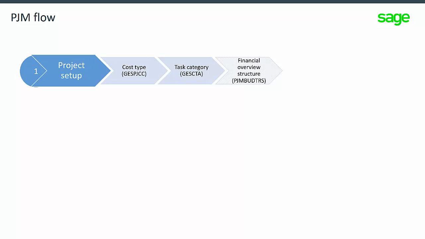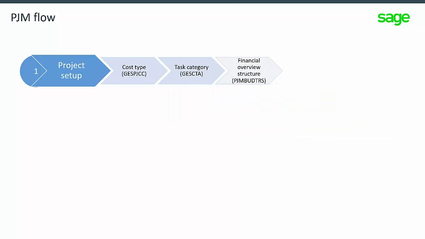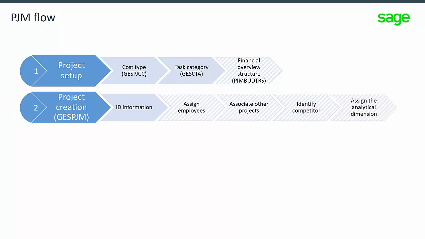Then, create a task category for grouping tasks and to identify if the task is labor or material type. And finally, create a financial overview structure, which allows you to customize the information to take into account the financial project reporting requirements. This step is not mandatory if you are satisfied with the preset structure. The project creation itself is simple. It can be done by entering the header information and the project characteristics.